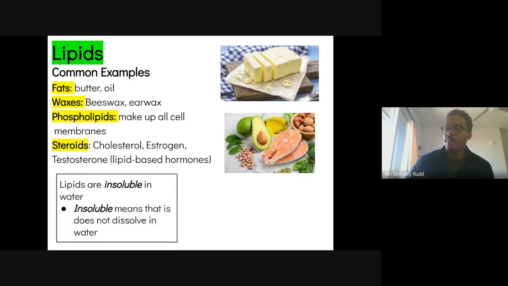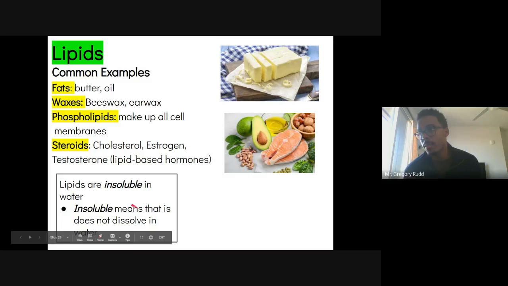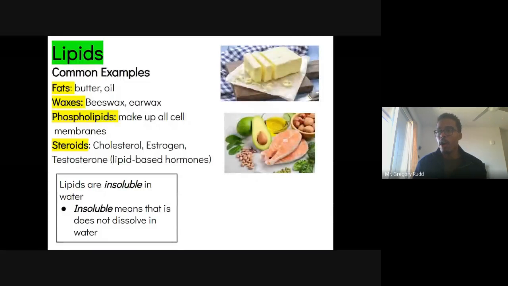One thing that's extremely important as well is that lipids are insoluble in water. That means that they do not dissolve in water. You've heard the term that oil and water don't mix. So you cannot mix, no matter how hard you stir, no matter how high you heat it up, the oil is not going to dissolve into water. They're not going to mix. You're going to end up with bubbles of oil suspended in the water.